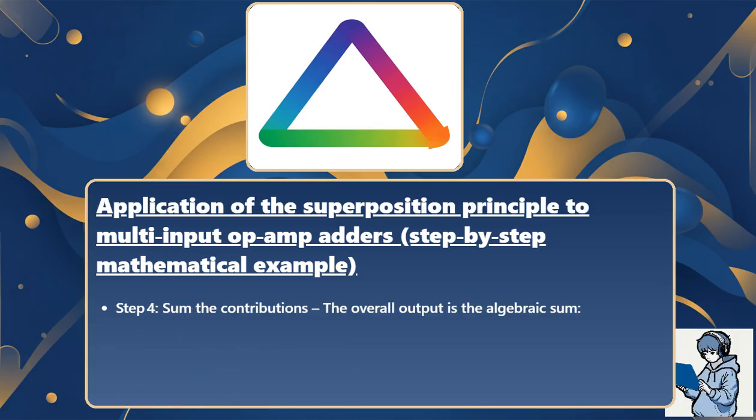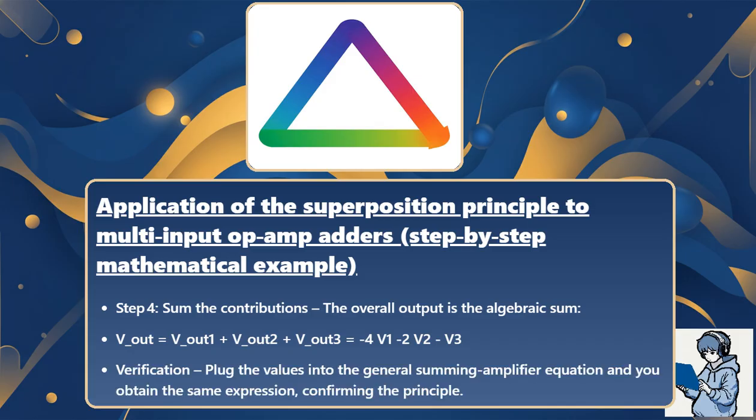Step 4. Sum the contributions. The overall output is the algebraic sum. Vout equals Vout1 plus Vout2 plus Vout3 equals minus 4 V1 minus 2 V2 minus V3. Verification: plug the values into the general summing amplifier equation, and you obtain the same expression, confirming the principle.